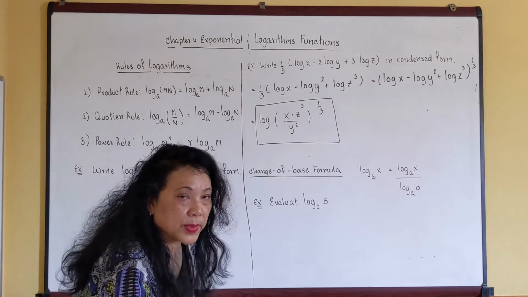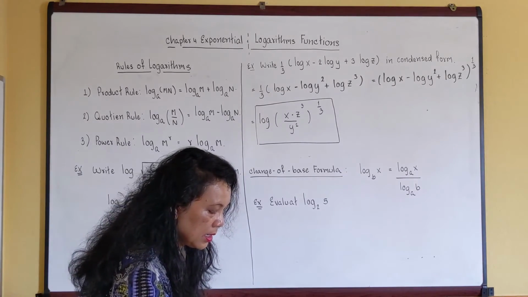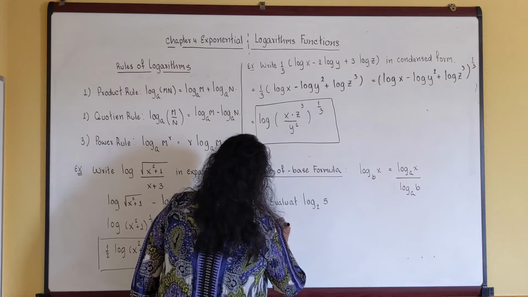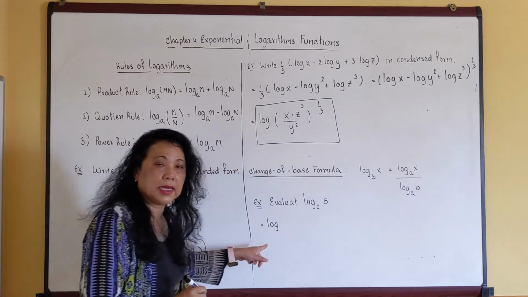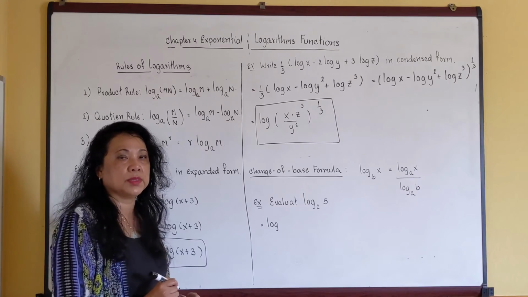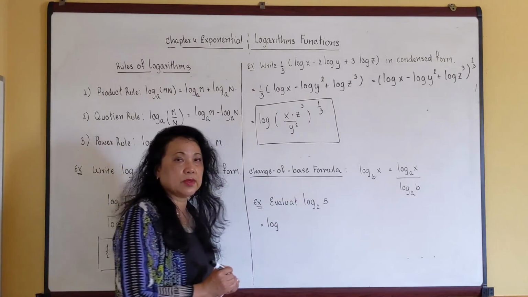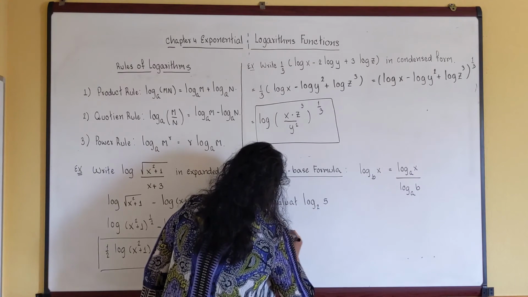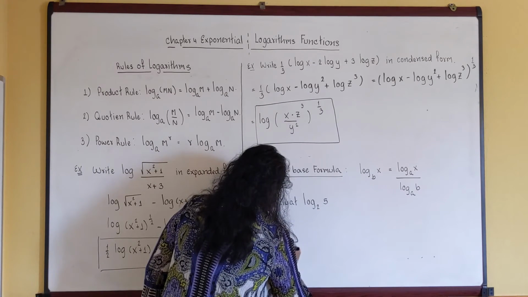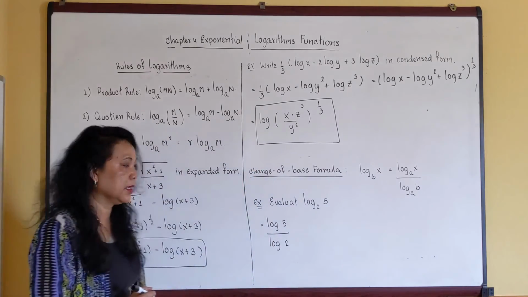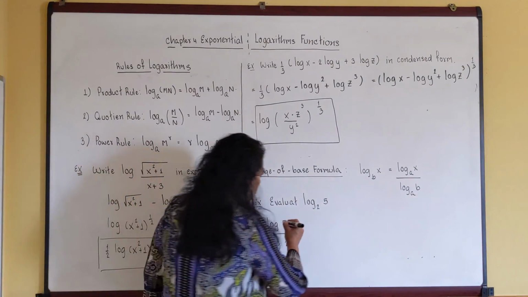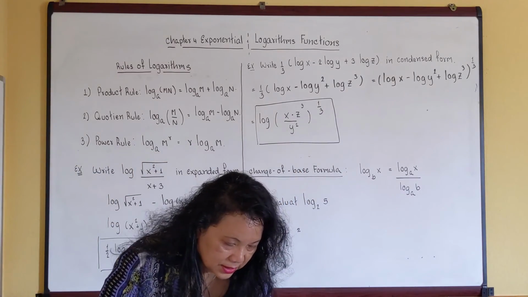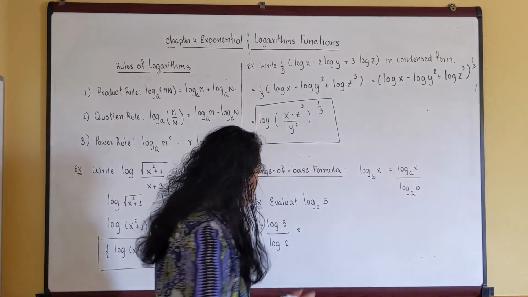Let me change to base 10. Alright, if I change this to base 10, I'm going to have log. If I don't put 10 here, it means base 10. Base 10 is the common base. If I don't put anything, you just assume it's base 10. So log base 10 of 5 over log base 10 of 2, alright? So if you plug it in the calculator, you should get about 2.322.